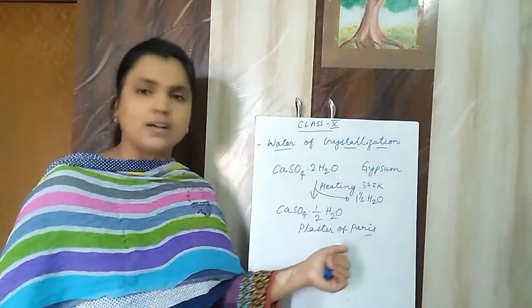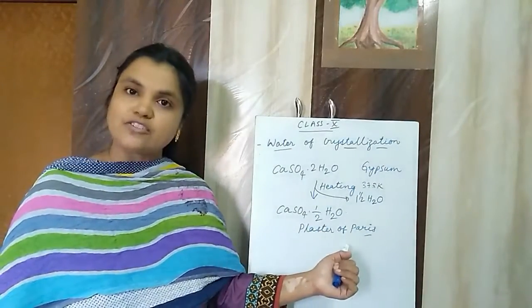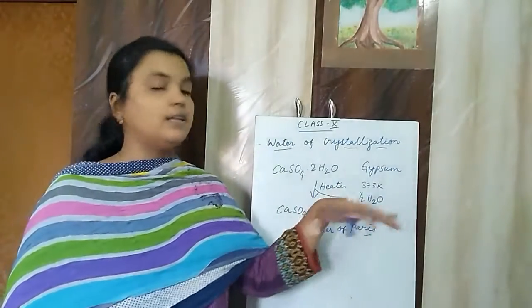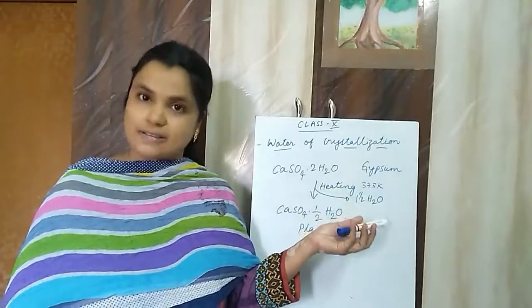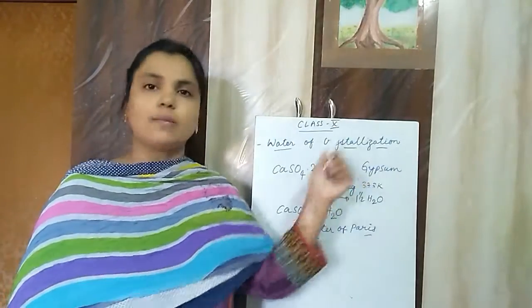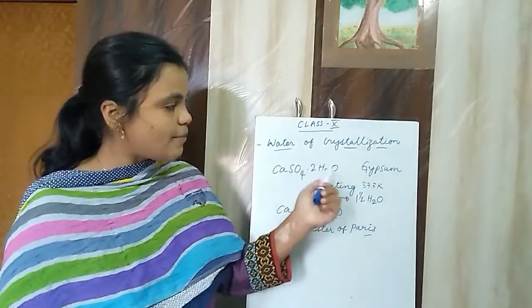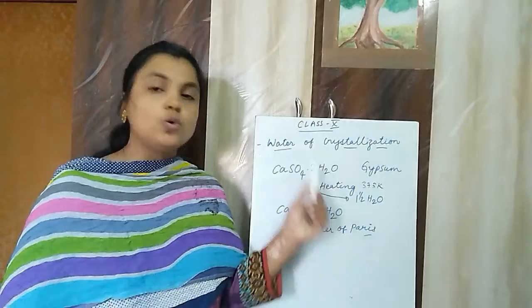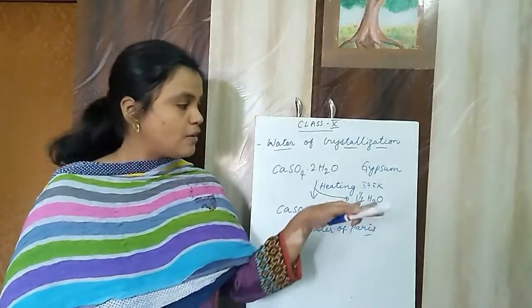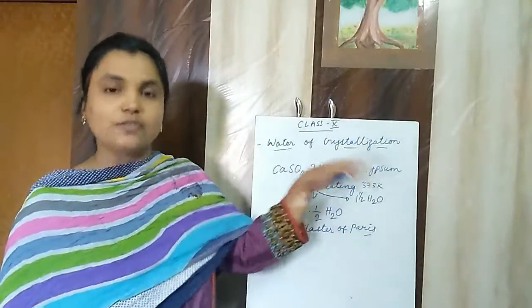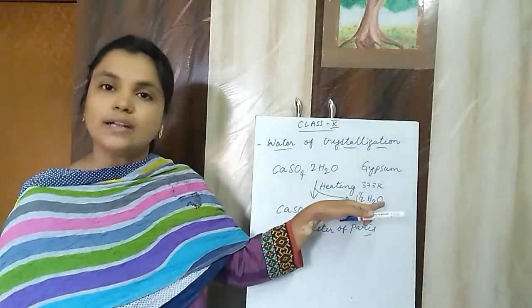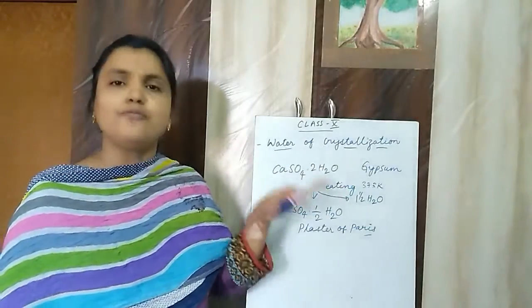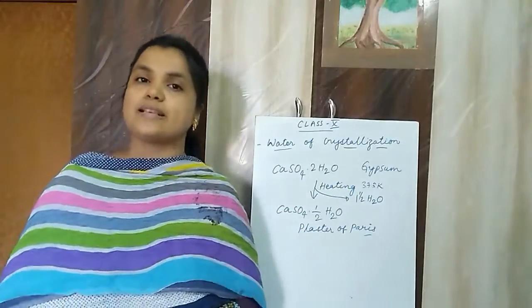There is no specific reason behind calling it plaster of Paris, only the fact that it is prepared more in abundance in places near Paris, because there you find more gypsum. So here, what is happening to gypsum? When you are heating it to a temperature of 373 Kelvin, it loses its water of crystallization. So with regulated heating at 373 Kelvin, it loses 1.5 molecules of water. Now how many molecules of water will be left here? Half a molecule of water will be left, that is nothing but plaster of Paris.